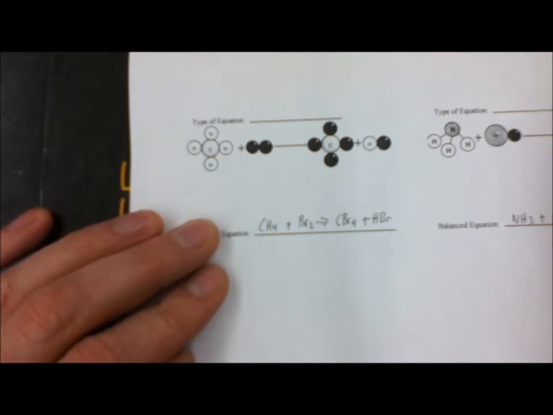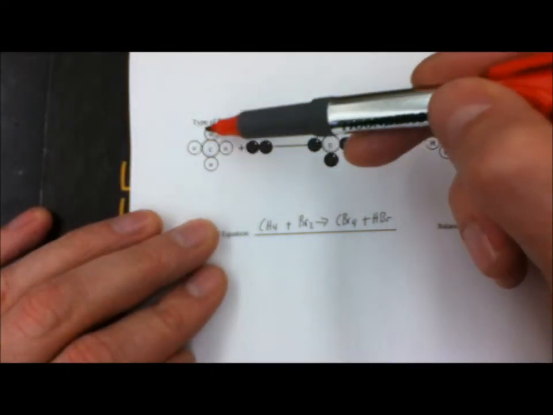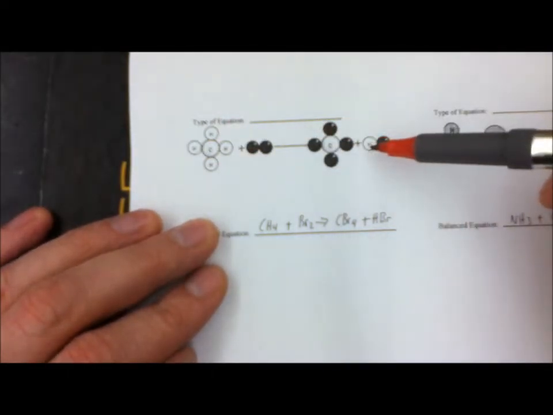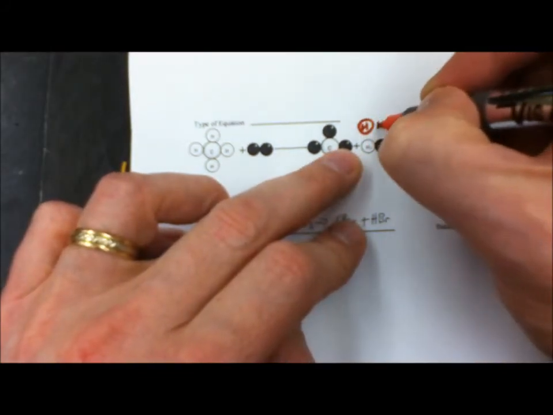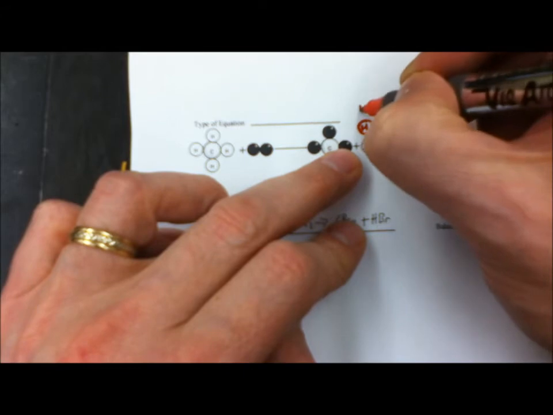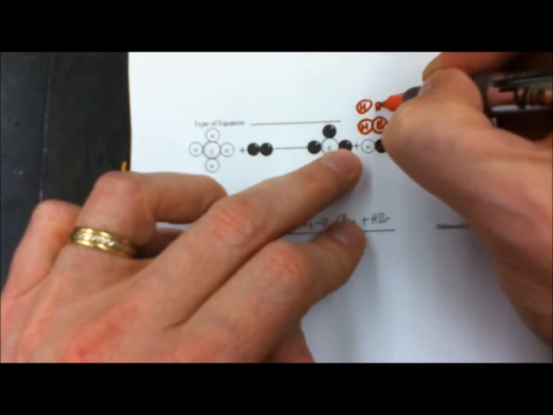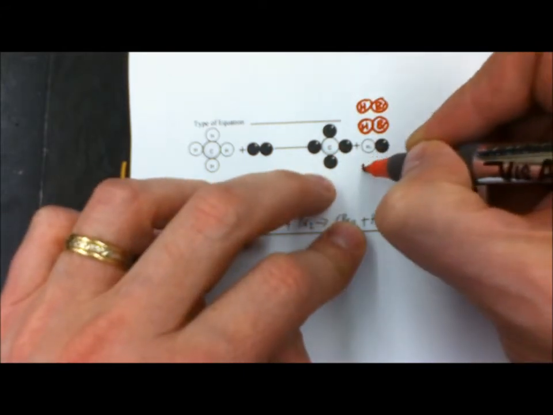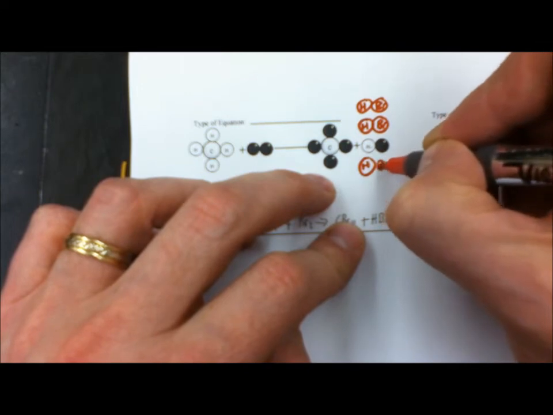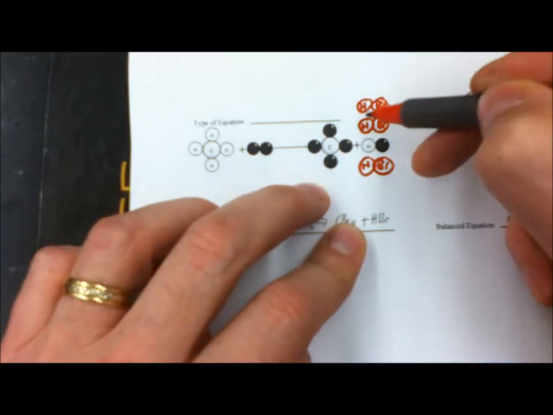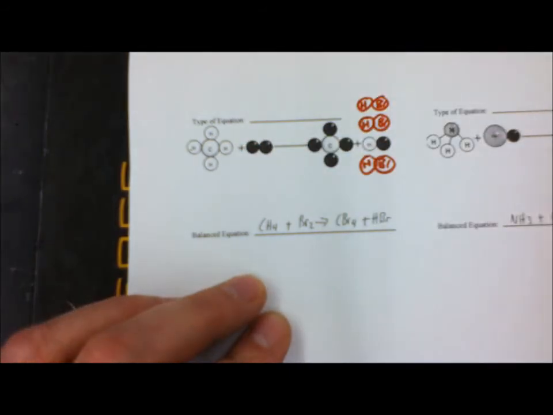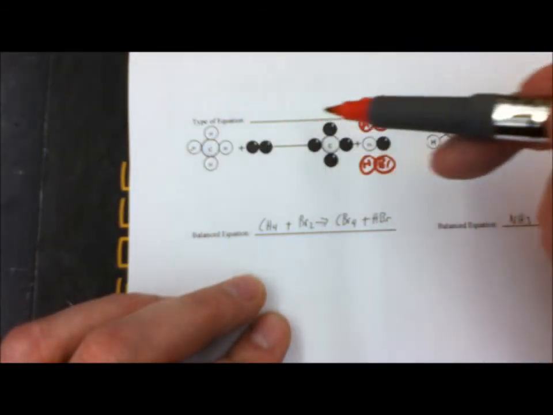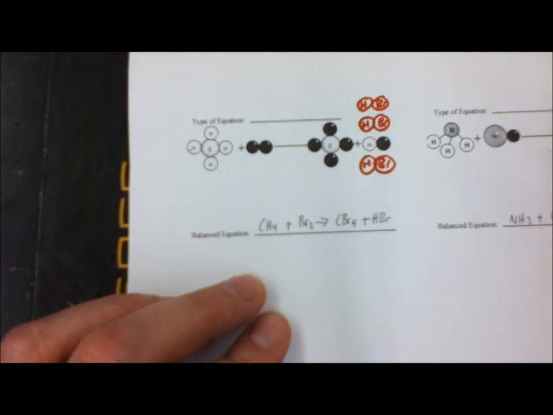Let's count up the number of hydrogens first. So 1, 2, 3, 4, and 1 hydrogen there. So let's add more HBrs, hydrogen bromides, so that we get a total of 4 hydrogens. 1, 2, 3, 4. 1, 2, 3, 4. So that's good. We've got 1 carbon, 1 carbon, so that matches up well.